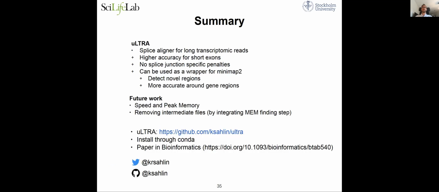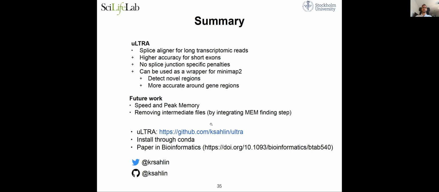So to sum up, I've described a splice aligner for transcriptomic long reads. It shows higher accuracy, particularly for short exons, but also because it's not using any alignment penalties to optimize for junctions, to align to canonical junctions. And we can also use our aligner as a wrapper around Minimap2. It can be used as an end-to-end aligner to both detect novel genes and to get more accurate or sensitive results around the annotated gene regions.